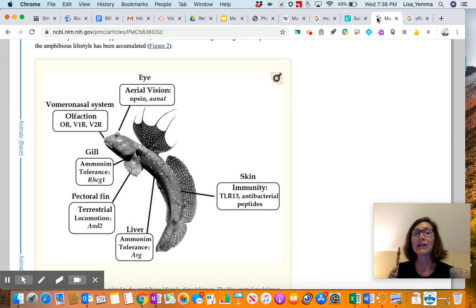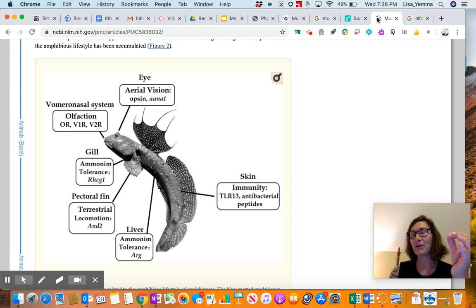Their olfaction system, and these codes underneath are genes and codes that the scientists use in their scientific paper, and it's going to be way above my head to understand what they mean, and it doesn't matter. But I know now that there's something about the way that mudskippers can smell that helps them survive in their environment. That's a place for me to research.